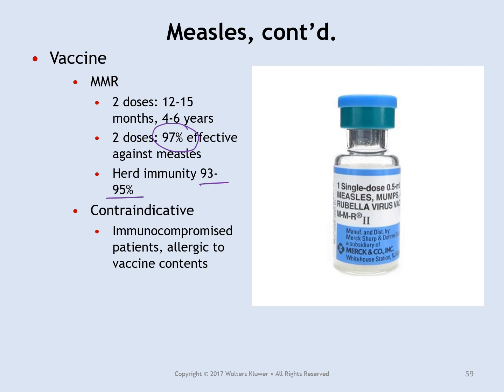Now, patients who should not get the vaccine, patients for whom it is contraindicated, would be a patient who is immunocompromised. This would be something like a patient who is having chemo or a patient who is born without a functioning immune system, because that can happen sometimes. And then, of course, if you're allergic to the contents of the vaccine, you should not be getting the vaccine either.